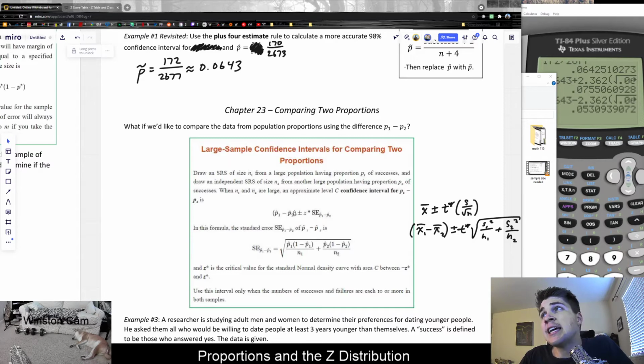So if we're looking at the formula for a confidence interval for the difference between two proportions, we would do p1 hat minus p2 hat, which is just like this. It's the difference in our two samples plus or minus. Again, we use z distributions for proportions.